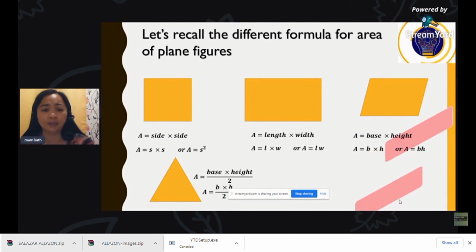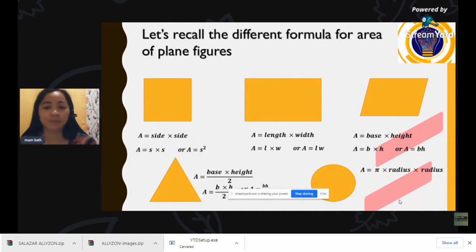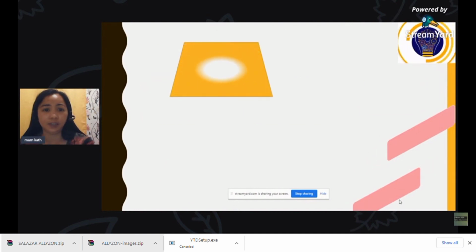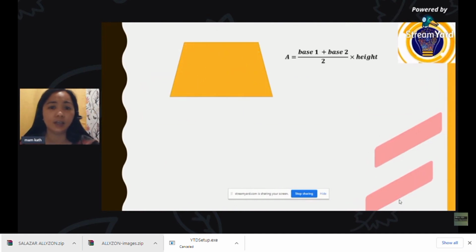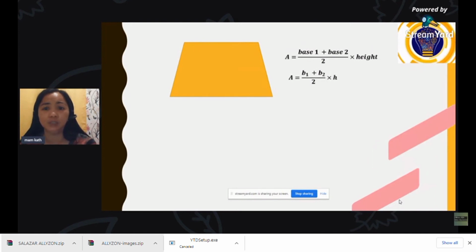Now, what if we have here a circle? The formula for finding the area of a circle, we have pi times radius, or we can say that it is pi r squared. And we have here the trapezoid. And the area for a trapezoid, we have base 1 plus base 2 divided by 2 times height. Or we can write that as area is equal to b sub 1 plus b sub 2 divided by 2 times height. So these are the formulas that you are going to use in finding the area of plane figures.